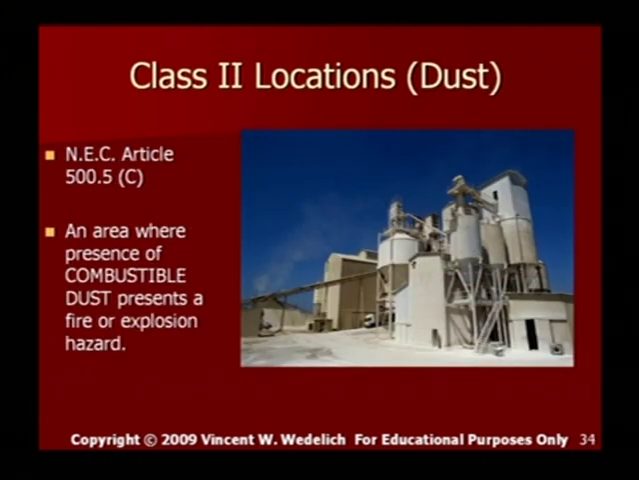Class 2 locations are dust, and this is covered in NEC Article 500.5C. An area where presence of combustible dust presents a fire or explosive hazard. Areas where you might see this are coal mines. Coal mines would present a dust environment, or even sugar refineries.